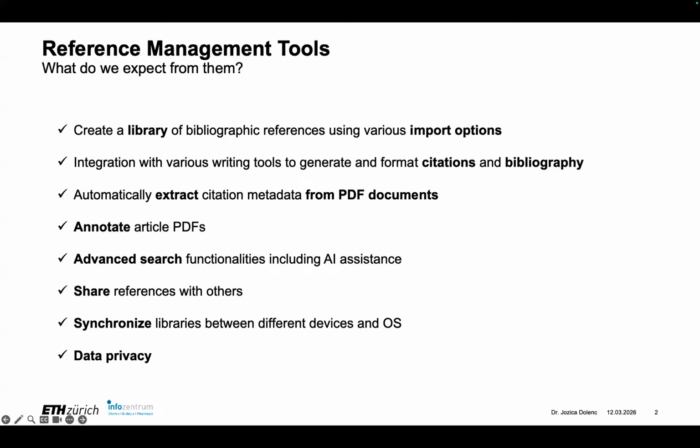What is becoming more and more important is advanced search functionality. So if you have big libraries of references, like imagine you have 200 references and you have in those references notes and labels and so on, that you have within the reference manager tool good search functionality to actually get to your references quickly. And AI assistance is kind of becoming more and more usual in this process.